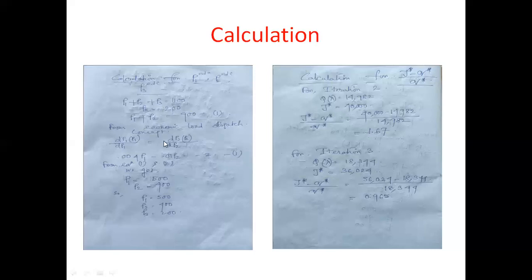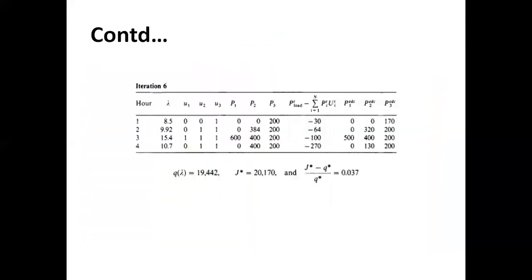When we apply the concept of economic load dispatch, putting in the F1 and F2 equations, we get this equation: 0.004 P1 minus 0.01 P2 equals minus 2. From these two equations, equation 1 and equation 2, we get P1 equal to 500 and P2 equal to 400, and P3 is obviously 200. So this is the way we calculate the economic load dispatch, that is 500, 400, and 300.